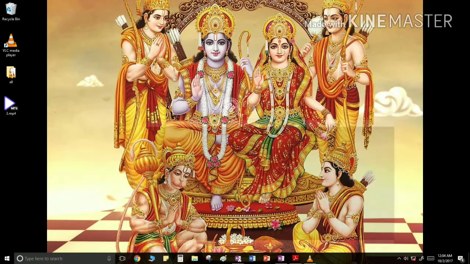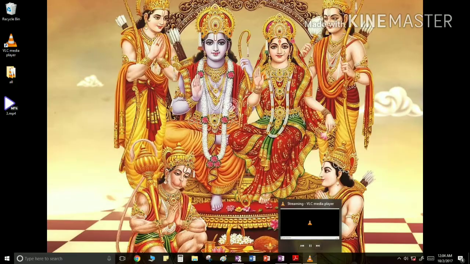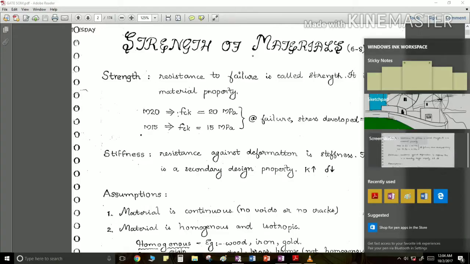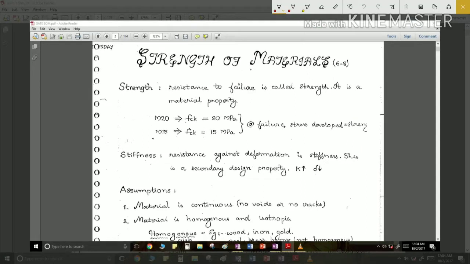So today we will discuss GATE Strength of Materials. We will start our class. Yes, see here it is Strength of Materials. It is a very important subject, and 6 to 8 marks will come for the GATE examination.